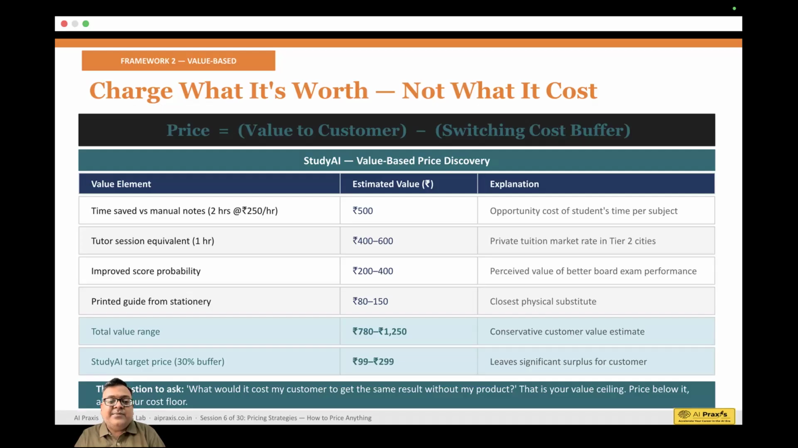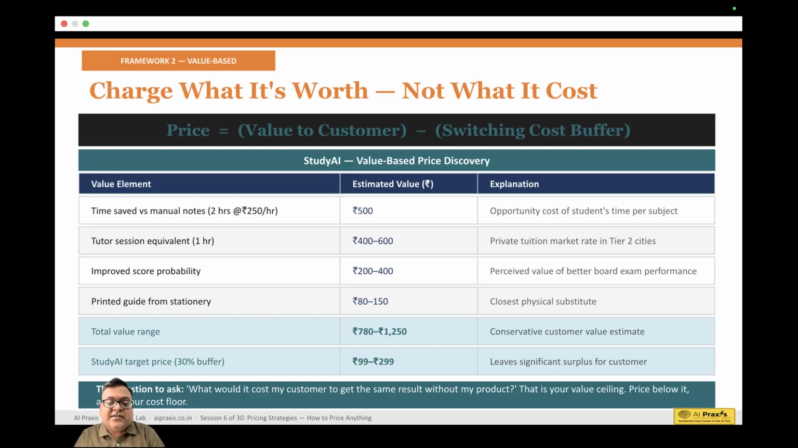Okay, let's look at the worked out example. Value element is very important. Time saved versus manual notes, maybe 2 hours at 250 rupees per hour. So the estimated value is 500. And here is the opportunity: opportunity cost of students' time per subject. The second one is tutor session equivalent, 1 hour, 400 to 600 in market. Private tuition market rate, particularly that you see in tier 2 cities. It will be definitely higher in tier 1. Improved score probability: 200 to 400 rupees, the perceived value of better board exam performance. Then printed guide from stationery, you may go and actually take 80 to 150 rupees, the closest physical substitute.